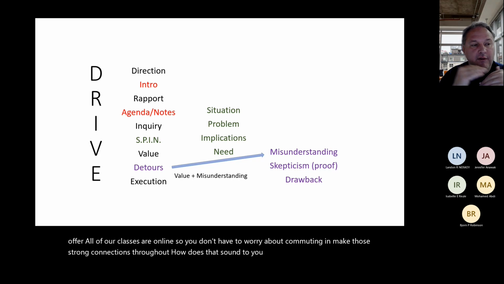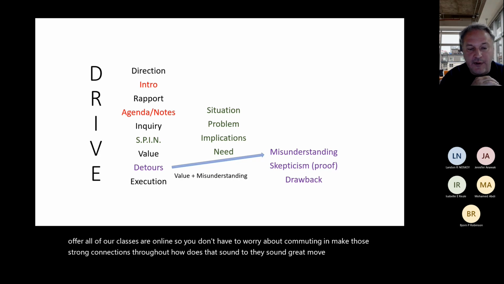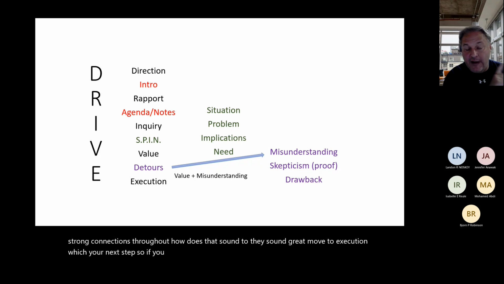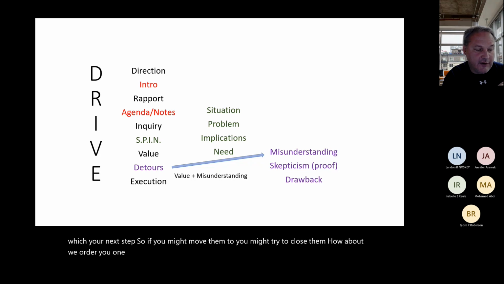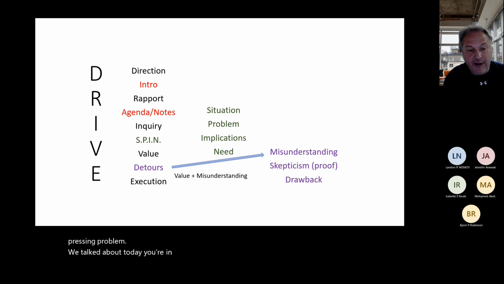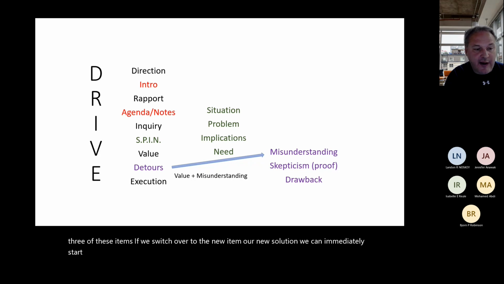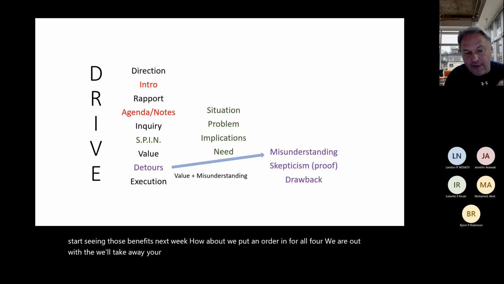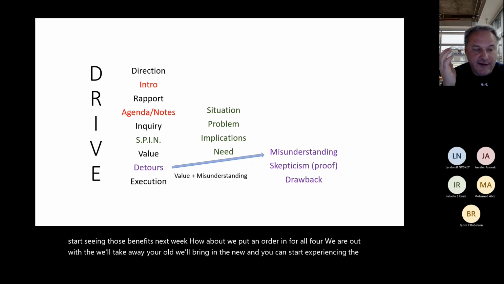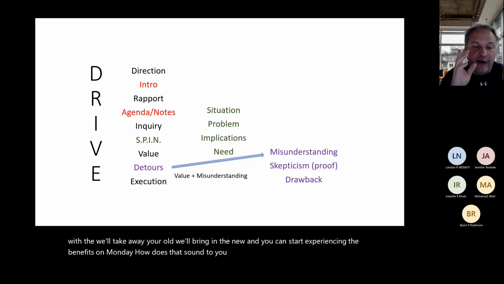If they sound great, move to execution, which is your next steps. You might try to close them: how about we order you one today, see how it works out? Or you might say, look, this is a really pressing problem. We talked about today, in the situational questions, the fact you're currently using 3 of these items. If we switch over to our new solution, we can immediately start seeing those benefits next week. How about we put an order in for all 4? We'll take away your old, bring in the new, and you can start experiencing the benefits on Monday. How does that sound to you? Boom. But it doesn't always go that way.